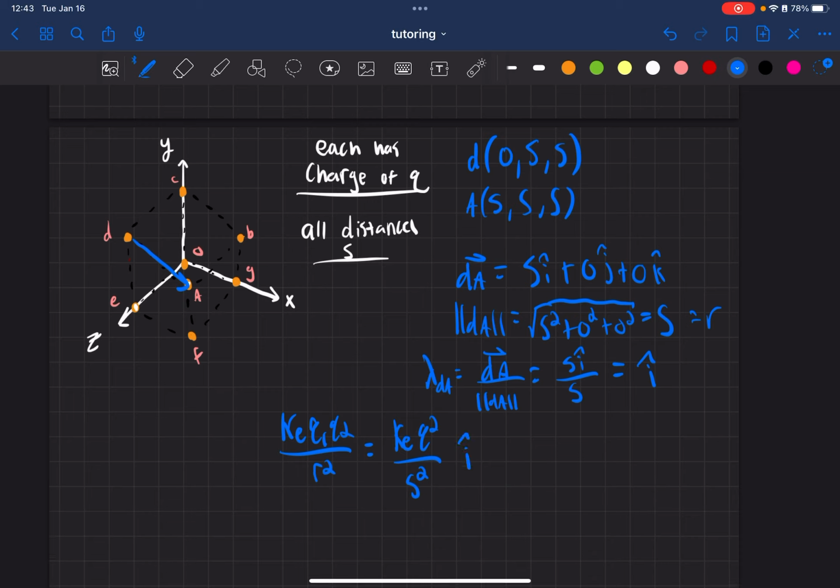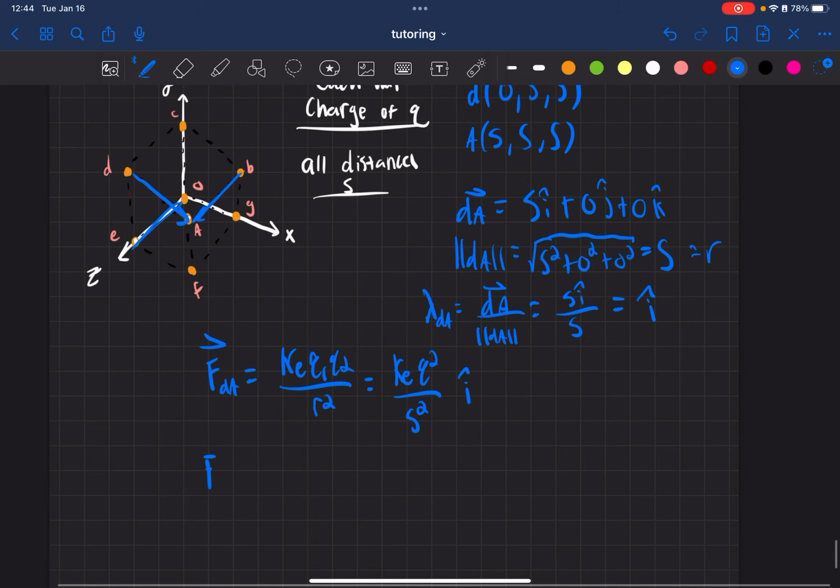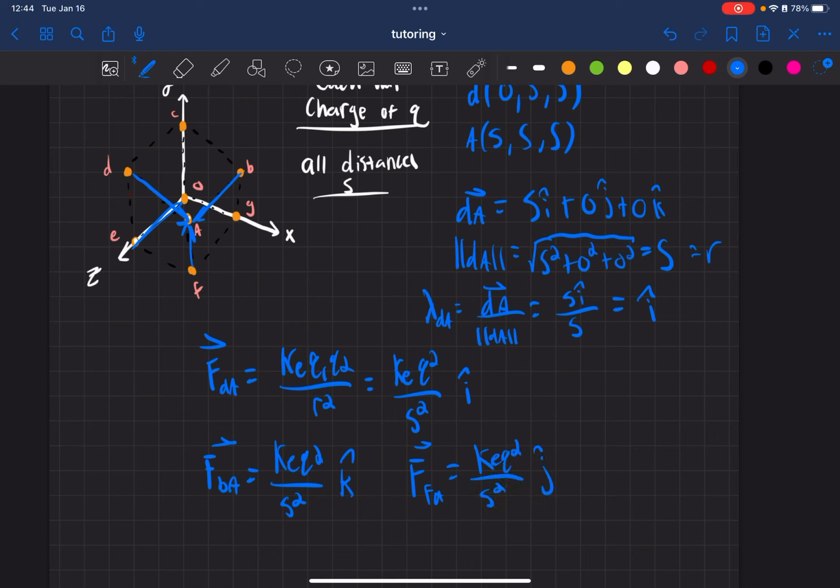And I don't need to repeat my work. If we look at the force of B on A, it's going to be exactly the same, except it's going to be acting parallel to the z-axis. So F of B on A vector is k_e Q squared over S squared, but acting in the z direction. Again, same with F: the force of F on A is the vector k_e Q squared over S squared, j hat.